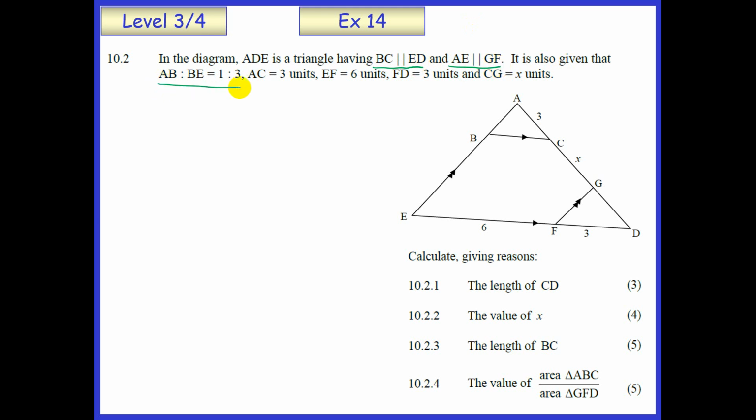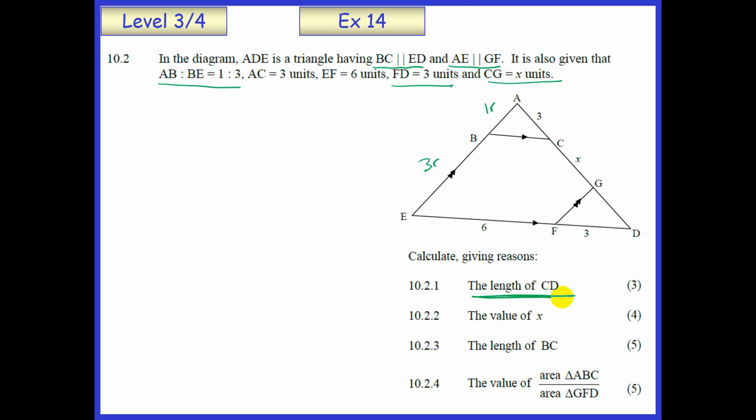The ratio that we are given first is that AB is to BE, and we have a ratio sitting as 1R is to 3R. So we have a 1:3. AC is 3 units. And then we have EF is also given to be 6 units. FD is 3 units. It's all in the diagram. And they tell us that CG is X. So our first question here is to find out what is the length of CD.